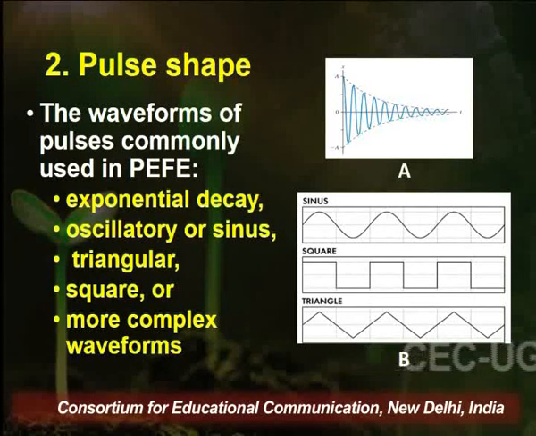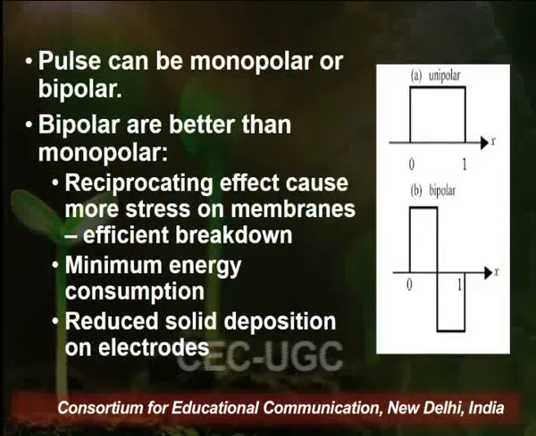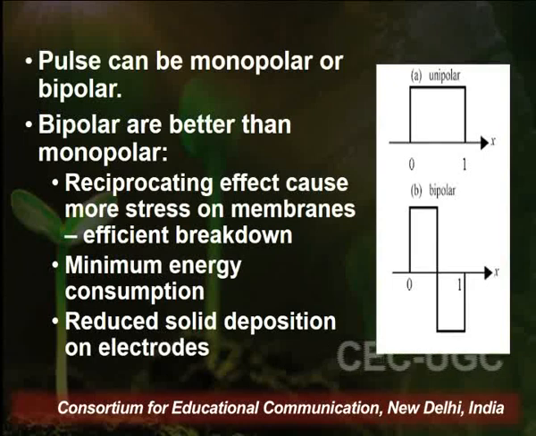So these different types of pulses are used, and by and large, square pulses or the oscillatory or sinus pulses are mainly used in the extraction experiments. Now on the basis of their mode, these pulses can be monomodic or monopolar or monophasic, or they can be bimodic or bipolar or biphasic.